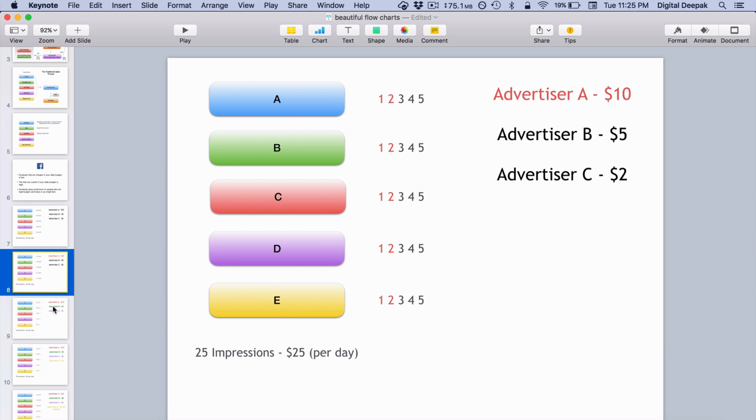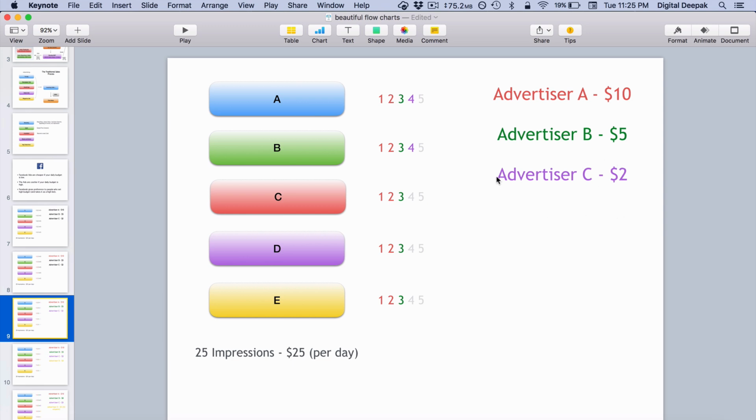And then you have advertiser B and C, and advertiser B is spending $5 and advertiser C is spending $2. Now what happens is that advertiser B will go ahead and start filling out the next available set of inventories, and advertiser C is going to fill out the next available set of inventories. So here you can see that there are still 8 impressions left out of the 25 impressions we have as an inventory, because advertiser A is advertising $10, B is advertising $5 and C is advertising $2.